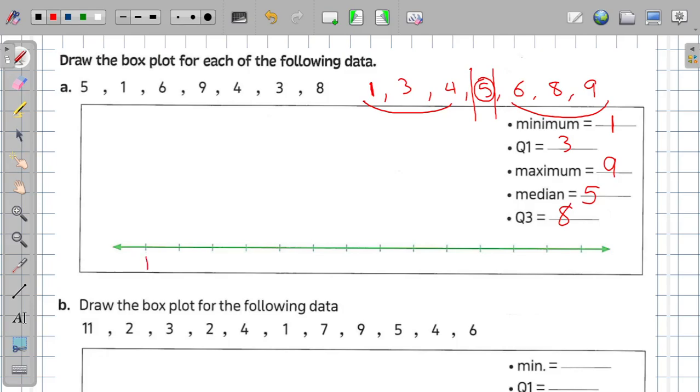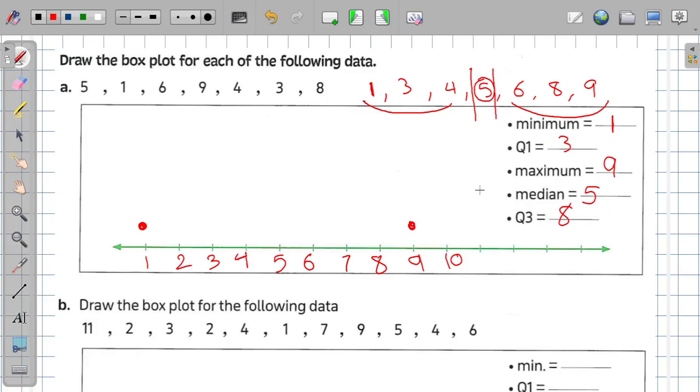So I have a number line, 1, 2, 3, 4, 5, 6, 7, 8, 9, 10, and so on. The first number, the minimum value here, is 1, so I will stop here. And the maximum value here is 9, so I will stop here. This is the minimum number and this is the maximum number.